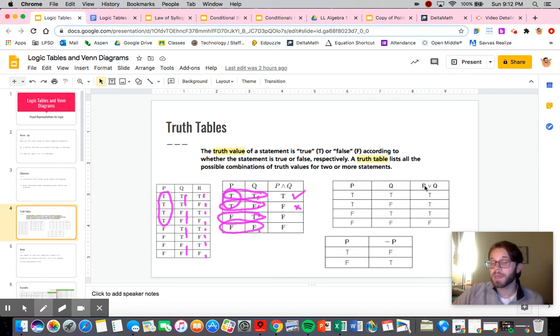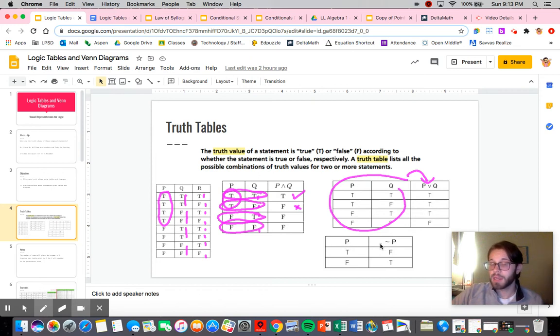Similarly, over here, we're looking at P or Q, the disjunction situation. True, true, true. True, false, still true. False, true, still true. And they're only false when we have false, false, when these two are false. So we're using these two to answer this column.